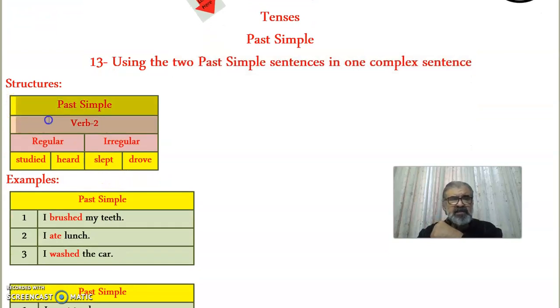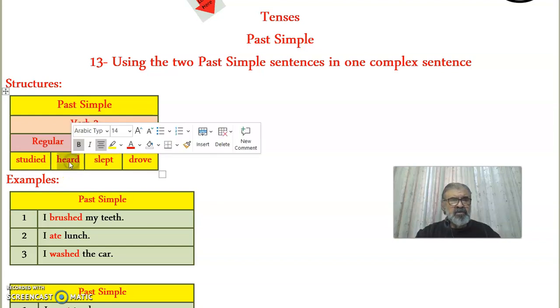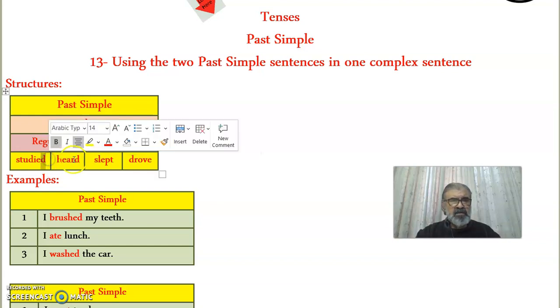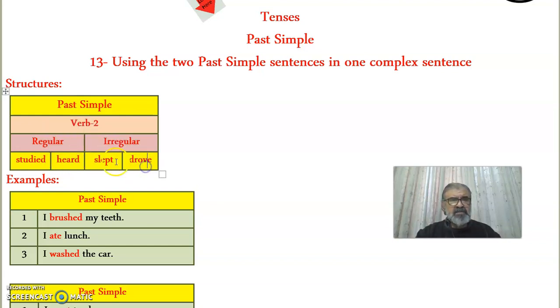The past simple comes as one verb only in the verb-2 structure. It could either be regular or irregular, like studied and heard, regular because they end with an ed or d, and these two are irregular because, as you can see, we have changed the whole verb from verb 1 or present simple into past simple: sleep, slept, drive, drove.